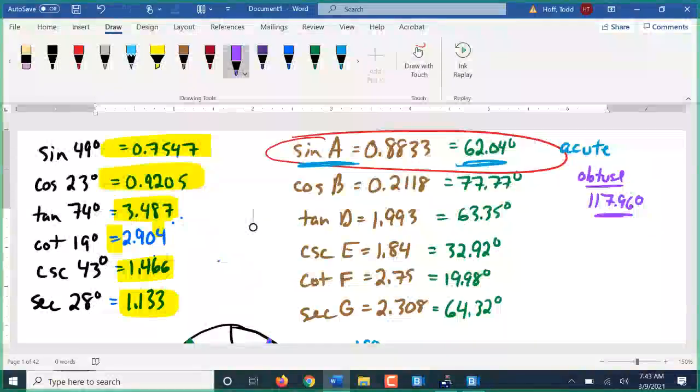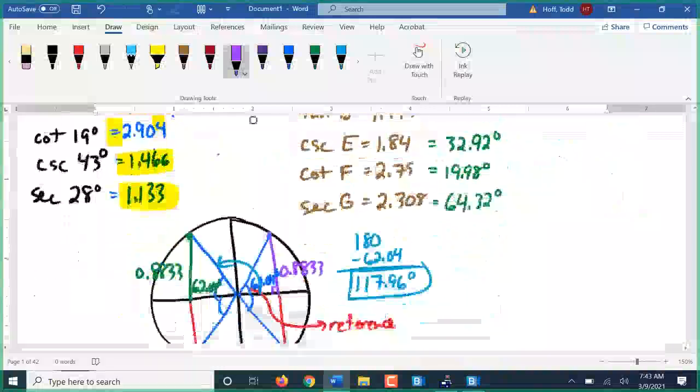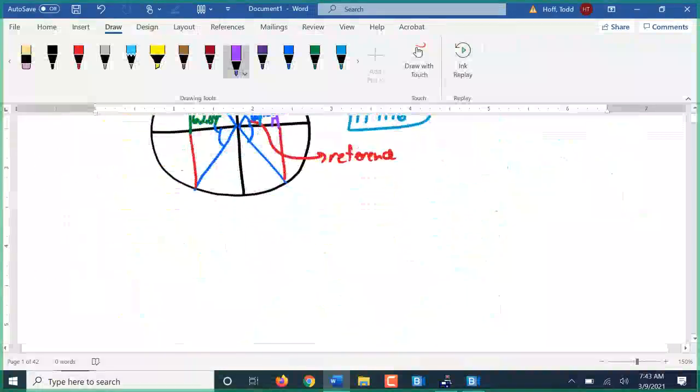Now, what we're going to be doing over the next couple of classes, we're going to be sticking to right triangles for now. So it's going to be the acute angle that we're concerned with. But at some point, we are going to move into those oblique triangles where that 117.96 is a possible answer.